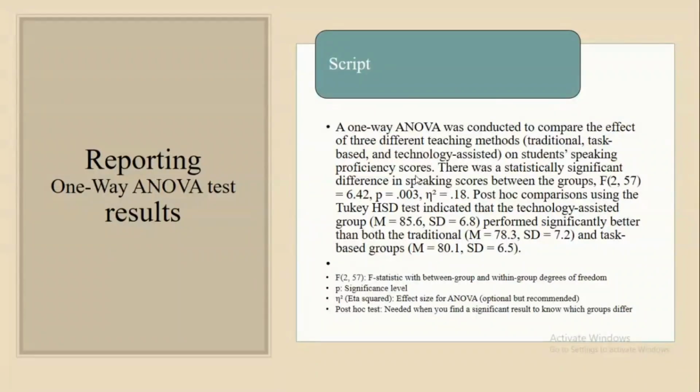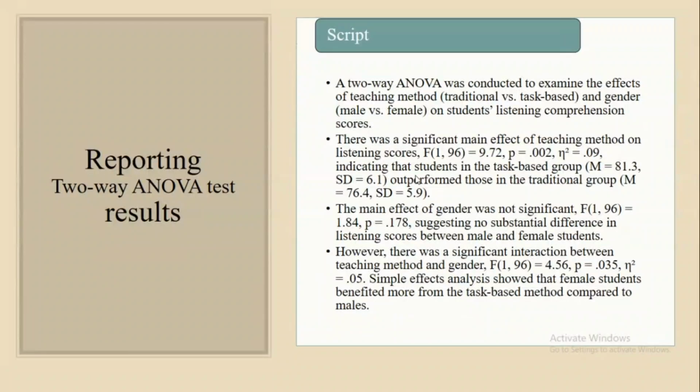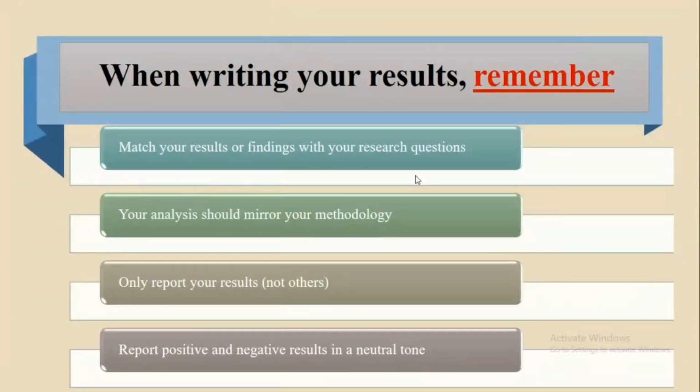My main point, the key factor that I want you to remember from what I'm saying today is be consistent and do not use random language and do not overwrite what you have done. Just be concise and straightforward. Mention what needs to be mentioned.